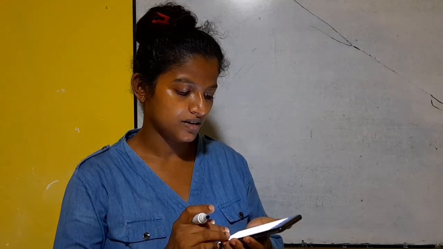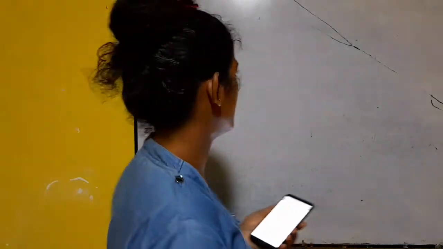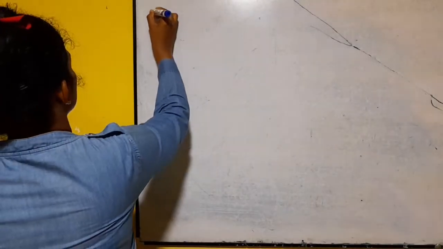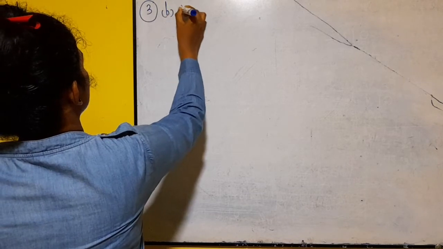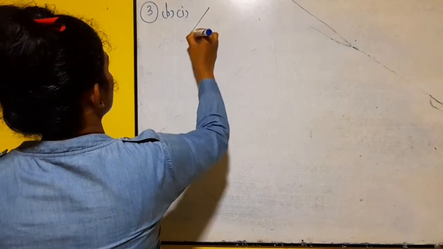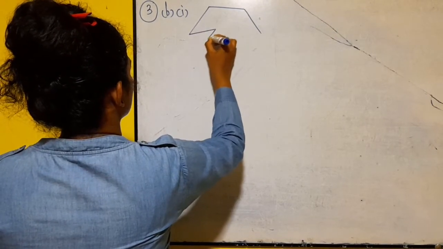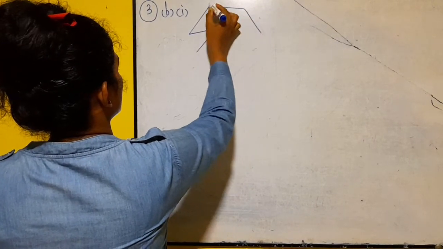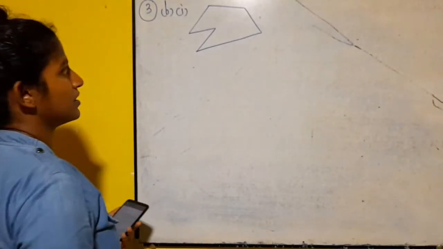Then B part, first question, draw a concave polygon with 6 sides. Concave polygon. You can draw like this. 1, 2, 3, 4, 5, then 6. This is 1.